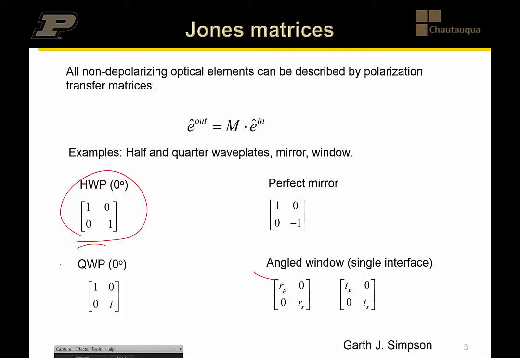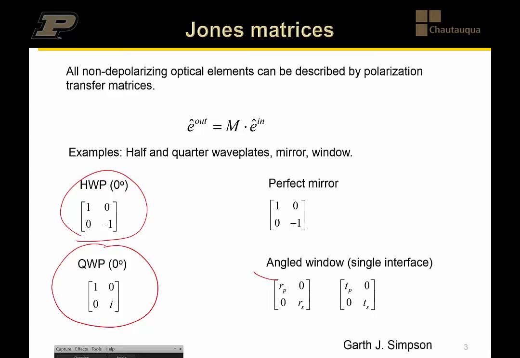Quarter wave plate, again, you have to bear in mind the definitions of right and left circular polarization, which also affects the definition of the quarter wave plate. But in the reference, with the definitions that we are using, the quarter wave plate has this form: 1, 0, 0, i, where i is the square root of -1. A perfect mirror looks just like a half-wave plate.